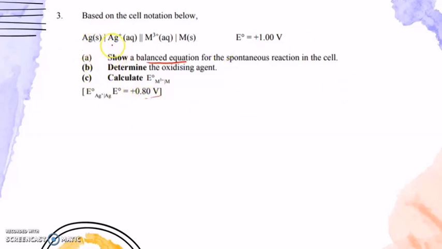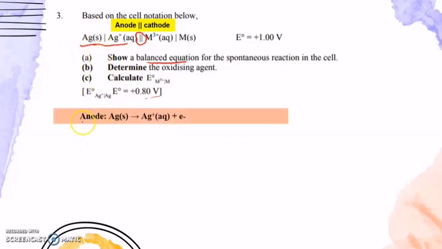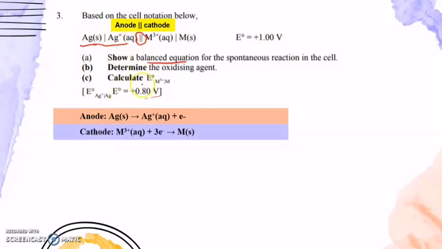Okay class, this is what we call cell notation, and the cell notation is the notation of the reaction at the anode. This is our salt bridge, and at this side is the reaction that occurred at the cathode electrode. So when this is the anode, we can have our first half equation at the anode: Ag solid produces Ag+, while at the cathode we have M3+ aqueous plus 3 electrons produces M.